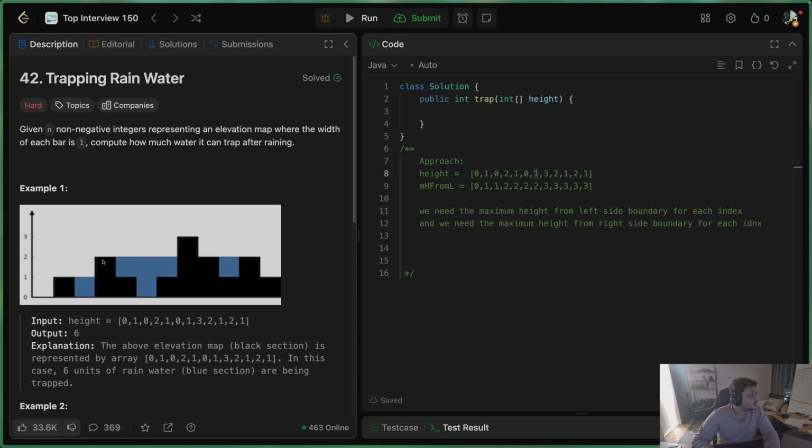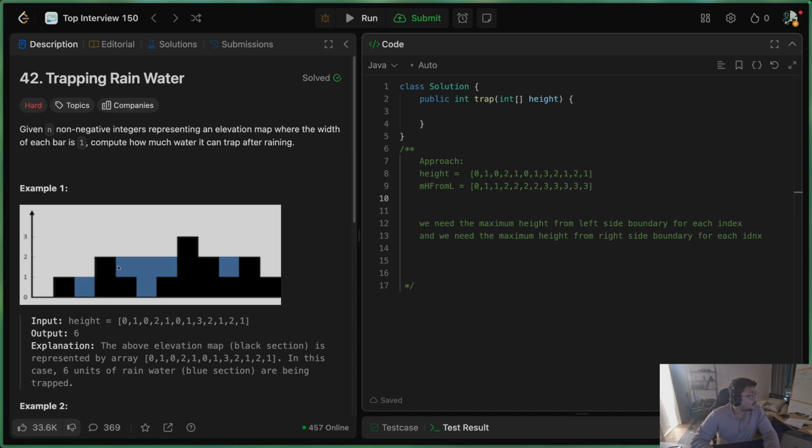Let's suppose this 2 was not the max height on the left, but this vertical, instead of having value 1, had value 4. Then in that case we could have stored more water because of this vertical which is higher than 2. So that's why we need to know the max height from the left hand side. Similarly, to calculate the water accumulation, we also need the max height from the right hand side. So let's also calculate the max height from the right hand side.